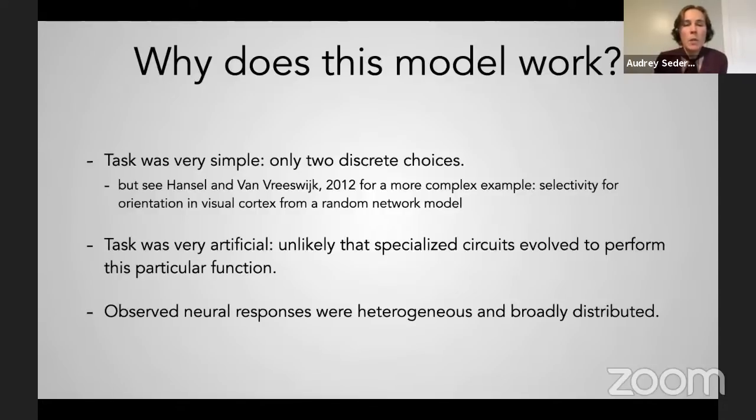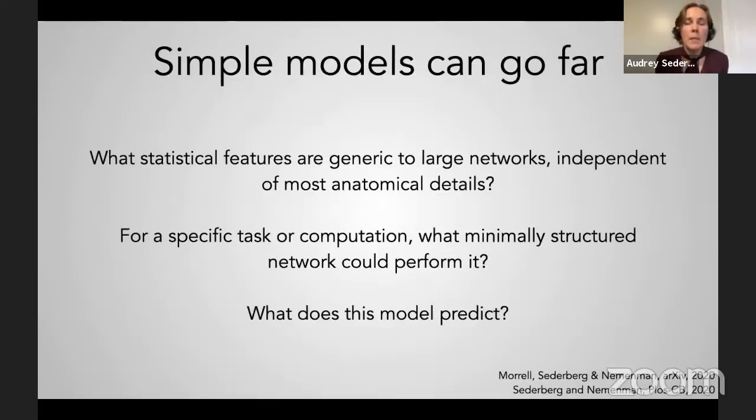But maybe a more satisfying answer, and something that points us toward where this model might work somewhere else, is that the observed neural responses were very heterogeneous and broadly distributed. And that suggested that a network model that had some randomness in the connectivity may be able to explain those results without having to put in selectivity by hand. And so just to wrap up, simple models can go really far. And I think it's a huge challenge to interpret large-scale neural recordings in light of all of the anatomical details, and that perhaps instead we should be asking what statistical features are generic to large networks and independent of most of those details. And in other contexts, looking at specific tasks and computations, and trying to build the minimally structured networks that can perform them, and at all times asking what this model predicts.